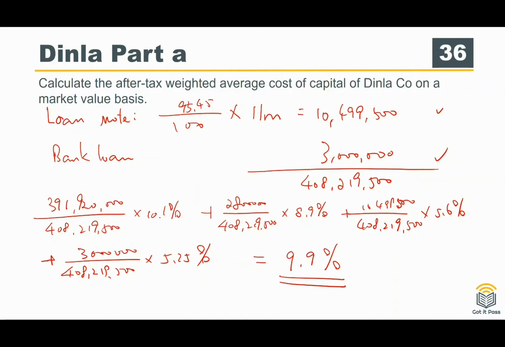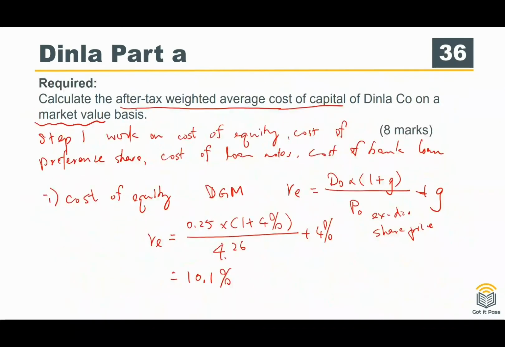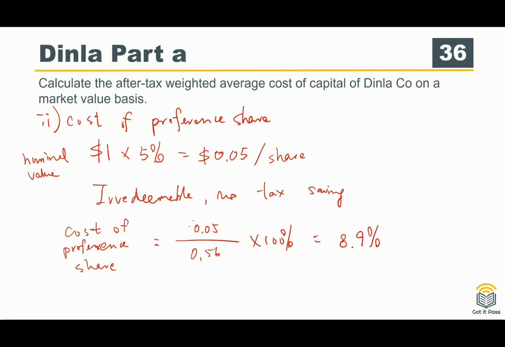Okay, so let me repeat the steps and also how to get this number. First of all, step one is to work on the different costs of each instrument. For example, we need to work out the cost of equity here. We apply the DGM, dividend growth model, to work on the cost of equity here. And next, we need to work out the cost of preference shares, because I need to remind you the cost of preference shares is based on the structure of the preference share, which is an irredeemable financial instrument with a fixed dividend rate, which is a 5% dividend rate.